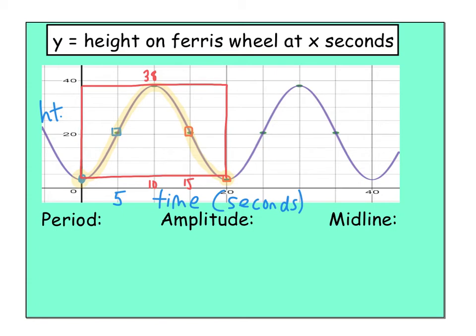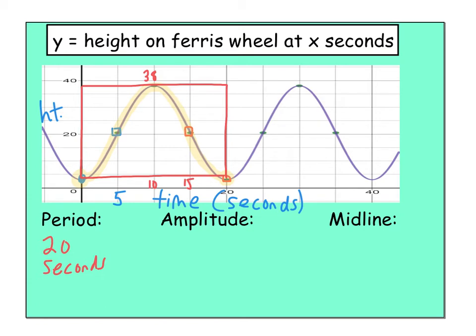So the period is the time to complete a full cycle. In this case, we can see that it is 20 seconds. That is the width of the rectangle we drew. Every 20 seconds, things start to repeat.